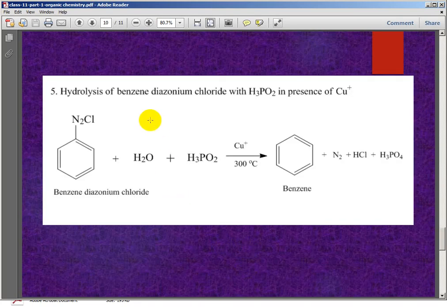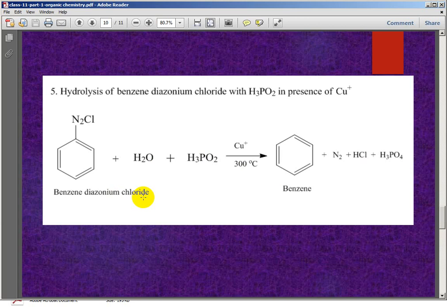Another preparation of benzene is hydrolysis of benzene diazonium chloride with phosphoric acid. This is benzene diazonium chloride. With phosphoric acid and water at 300 degrees, benzene is formed, along with nitrogen gas and HCl. So from benzene diazonium chloride we can produce benzene.